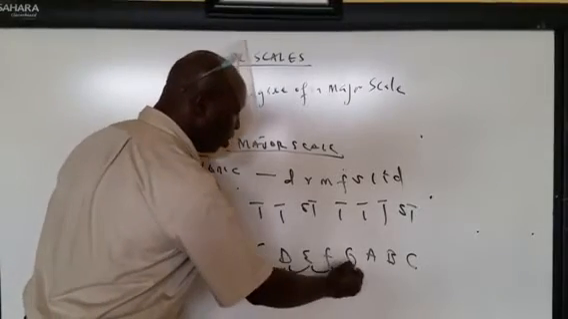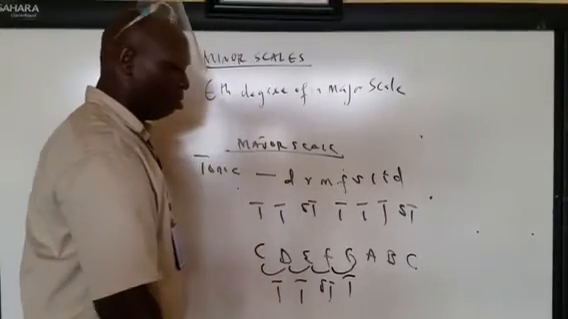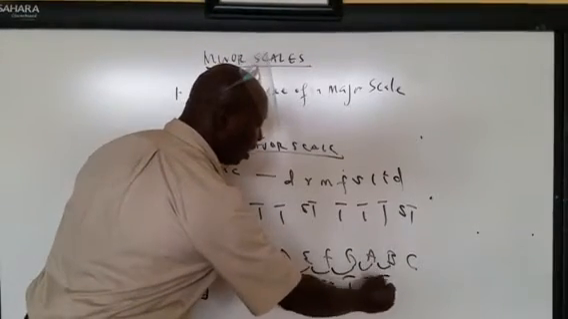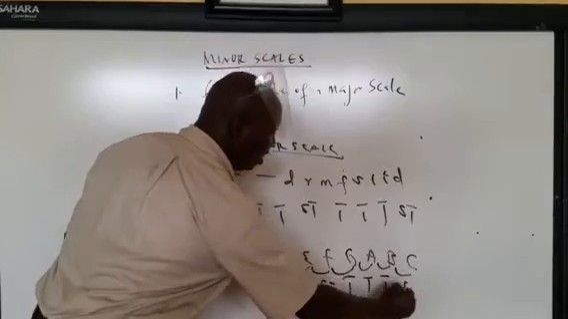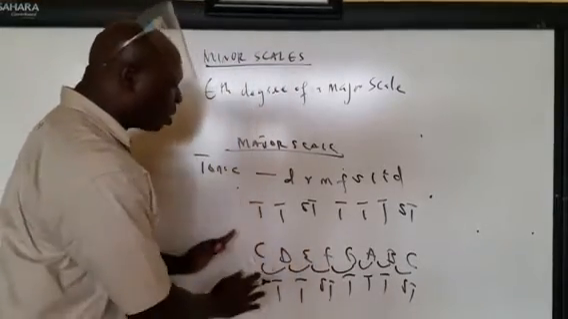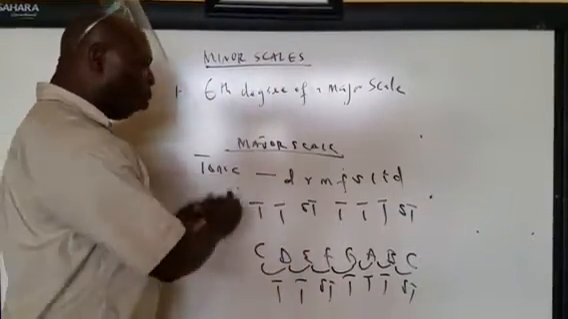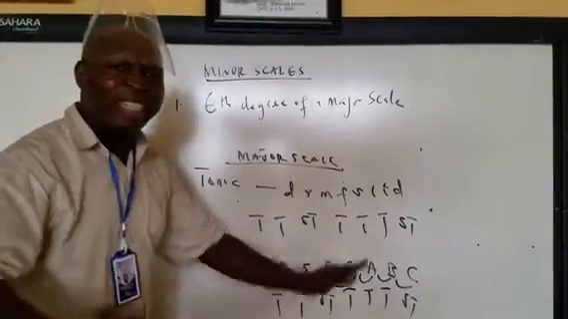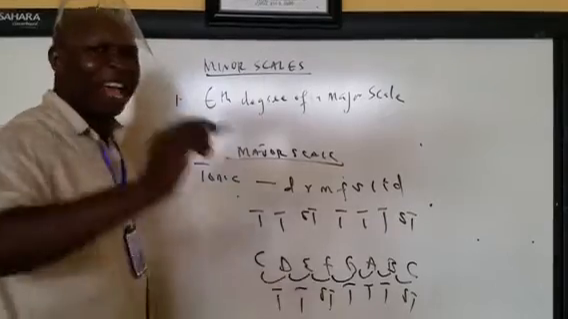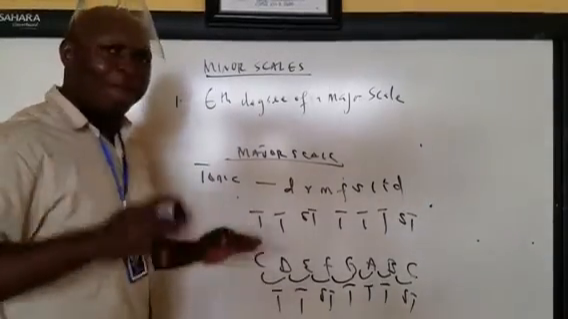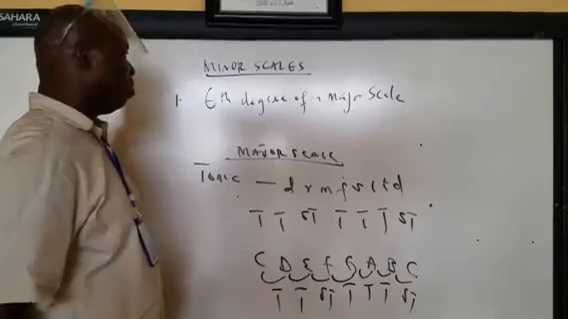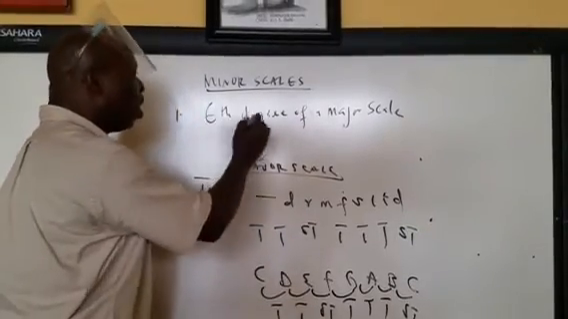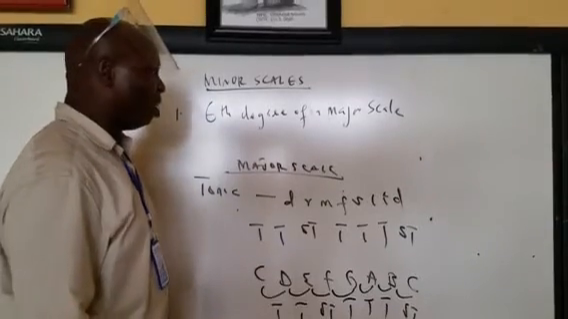From F to G is a tone. From G to A is a tone. From A to B is a tone, and from B to C is a semitone. So a major scale makes use of tones and semitones. Write it down. A major scale makes use entirely of tones and semitones, but our focus is on the minor scale. The minor scale, as I said earlier on, begins from the 6th degree of a major scale.